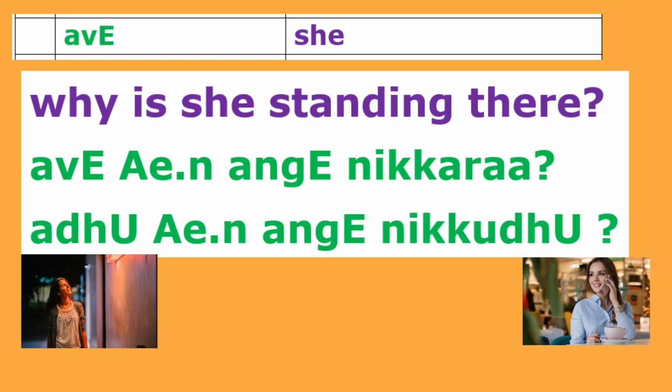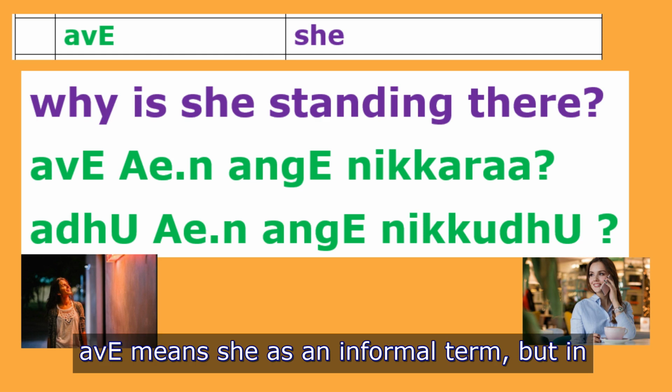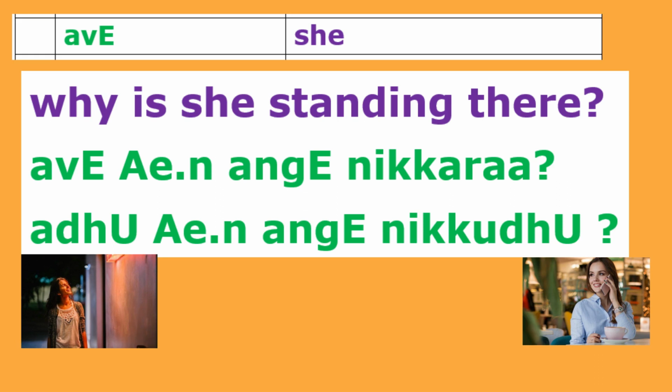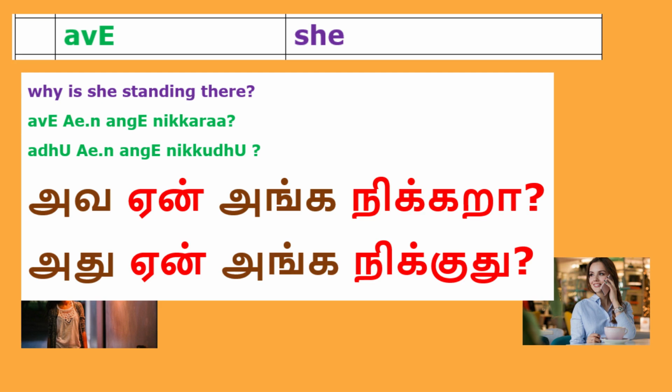Ava means she as an informal term, but in many families and many dialects, the preferred pronoun for she is adu. And you can also check that again in video number 142. Ava yen anga nikkara? Adu yen anga nikkudu? So both can be used to ask why is she standing there.